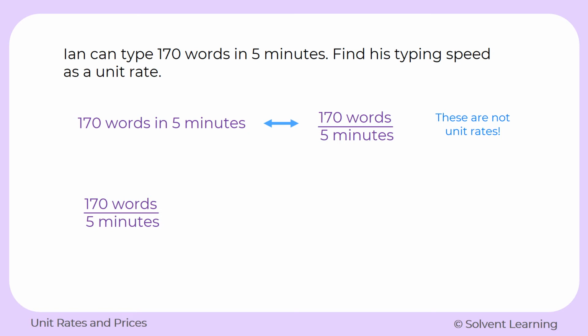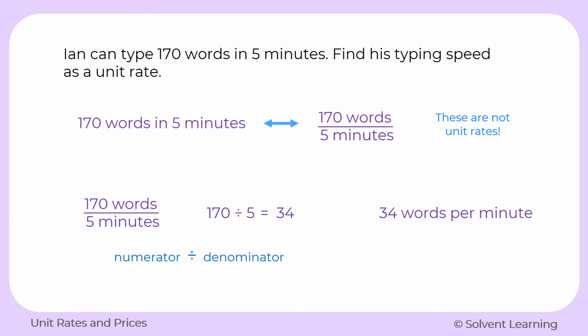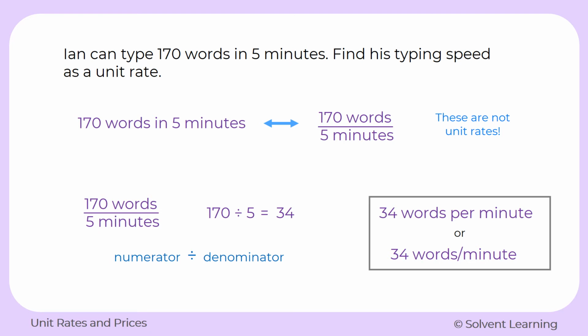So when we're dividing, we'll take the numerator and divide by the denominator. So it becomes 170 divided by 5, which gives us 34. And that's how many words Ian can type in 1 minute. So we can write this as 34 words per minute, or if we want to use the forward slash instead of the word per, we can write it this way, but we would still read it as 34 words per minute.